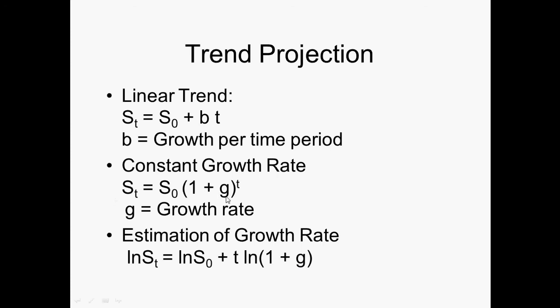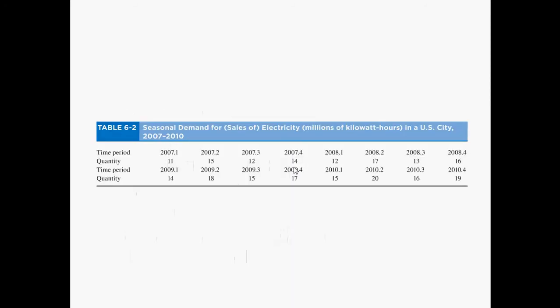So this is just applying ln to both sides. That's the nature of manipulating equations. If you do the same thing to both sides, then the equation remains true. But this is linear, and this you could run a regression on to figure out, in particular, what g is. So that would be how you would project a secular trend assuming a constant growth rate.